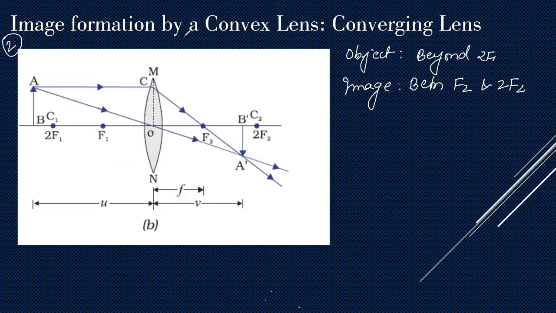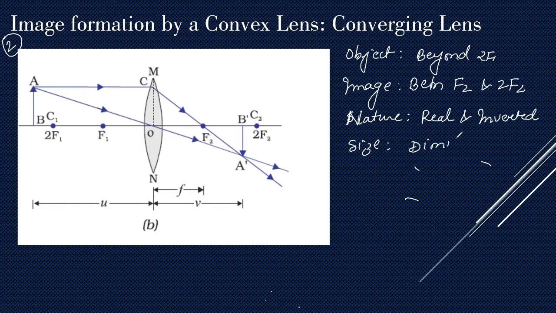Okay, object, image. Now what is the nature of image that you can tell? As the image is inverted and it is formed on the other side of the lens, nature is real and inverted. And what about the size? Object AB is this much, but image A dash B dash is a little smaller, so you can say size is diminished. Understood? Okay, so I'll show you how to make it.